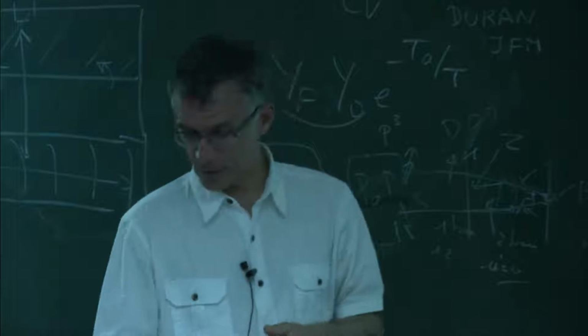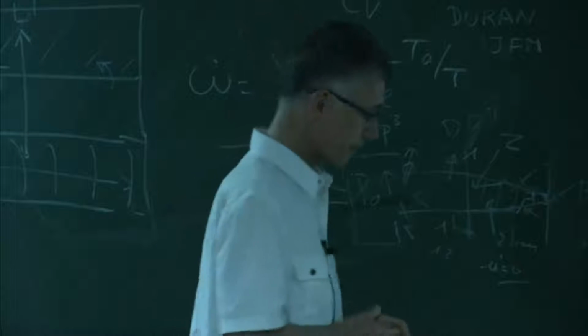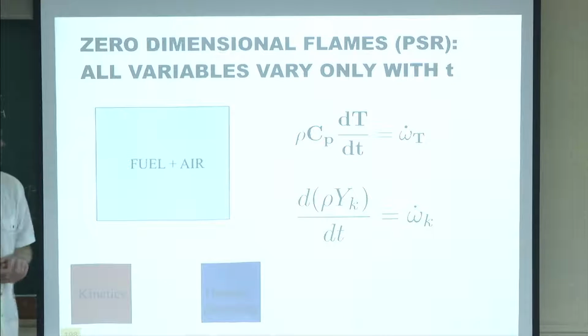So let me start with the simplest codes that you find in this community. It's what we call zero-dimensional flame. You can do zero-dimensional combustion. How do you do that? Well, you take a box. You say there is no space dependence, no x, y, z. Everything depends only on t. You say, well, why would we study that?